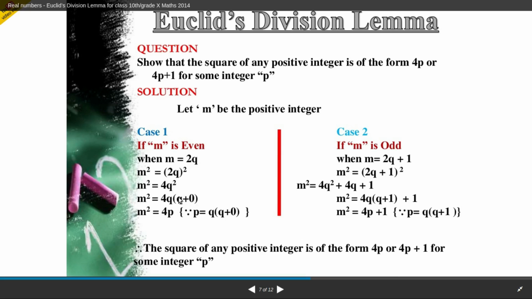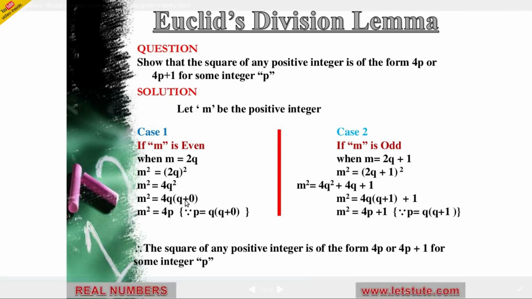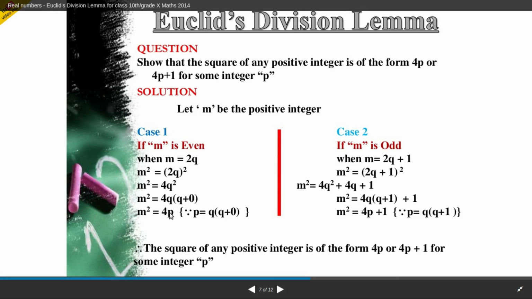So from this, what will I get? 4q into q plus 0. I can take q plus 0 as p. So finally, the square of the positive integer I got in the form of 4p. So this one, right? 4p. The square of any positive integer is of the form 4p. m is the positive integer, and I squared it here, and after simplifying I got m square is equal to 4p. This is what we need to prove, right?